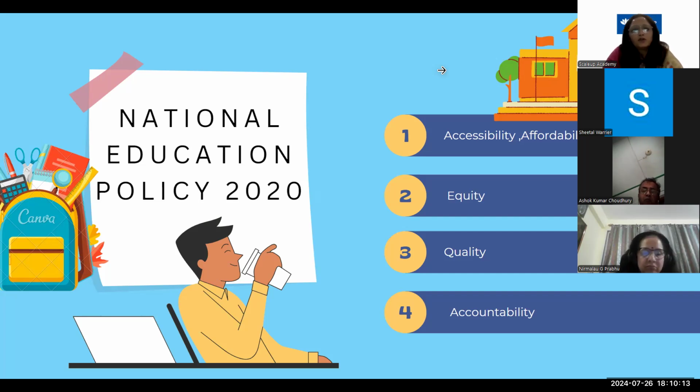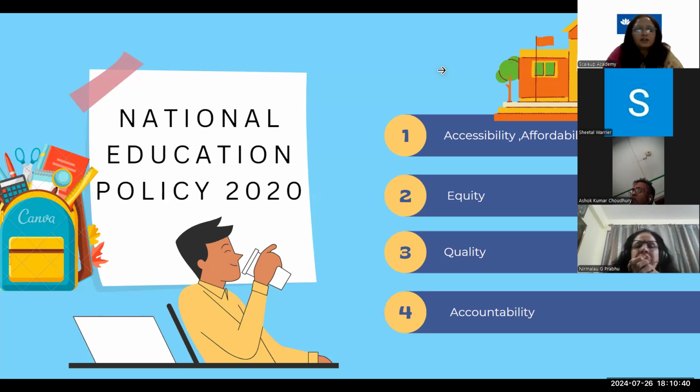The fourth and the foremost pillar is accountability, which is to ensure transparency, accountability, and responsibility at all levels of the education system. It helps with regular assessments of the students, their evaluations, and monitoring to drive improvement and excellence.